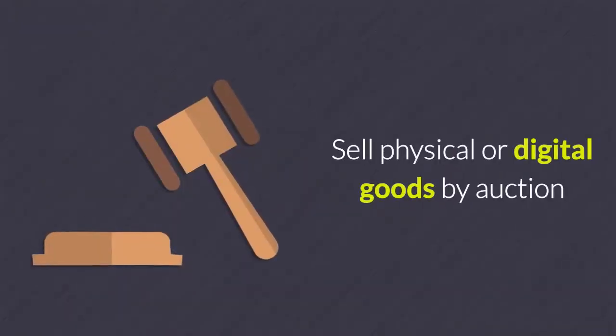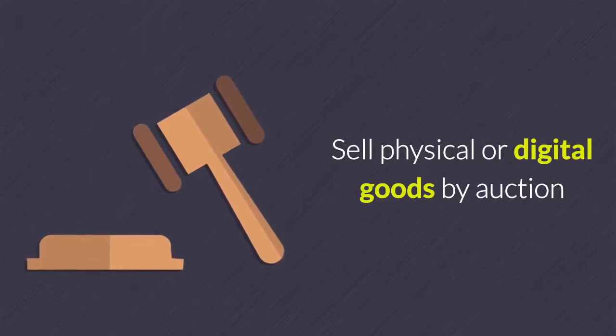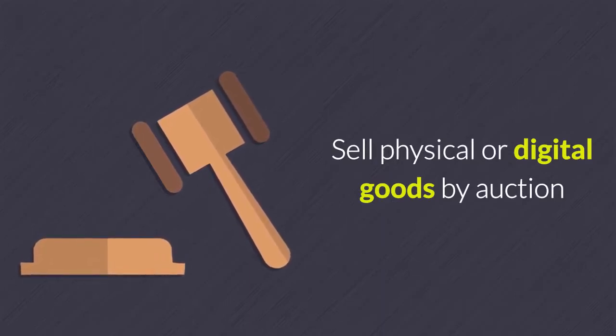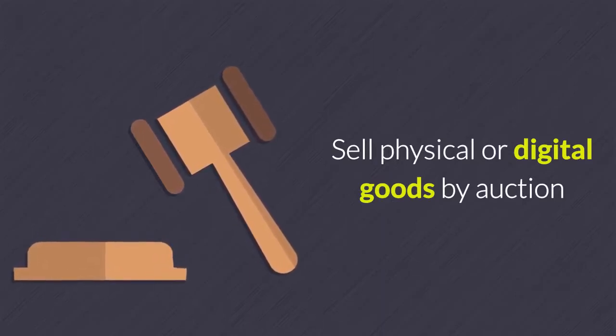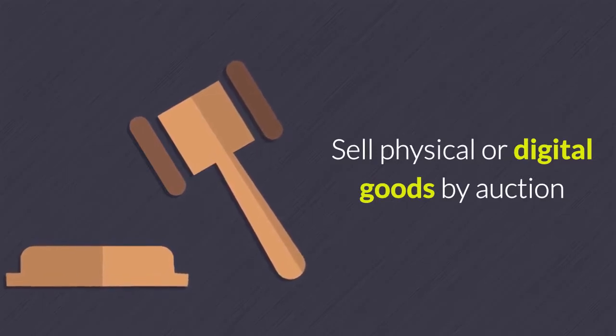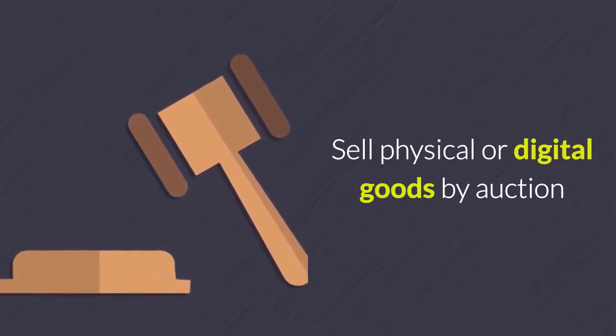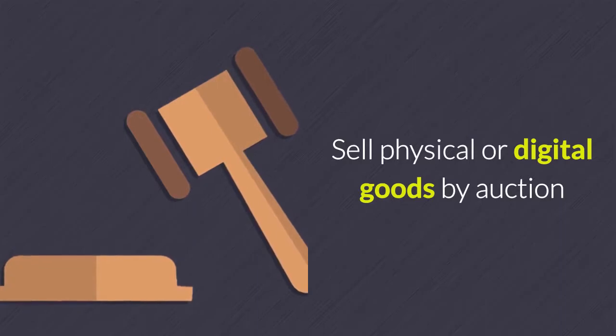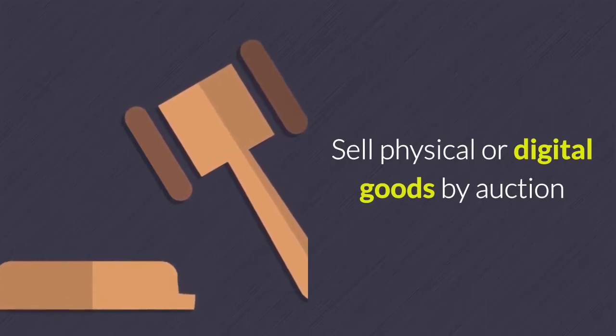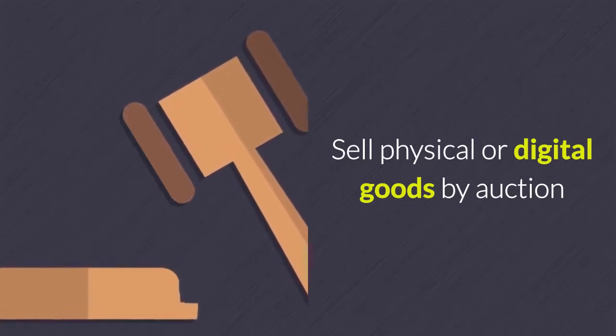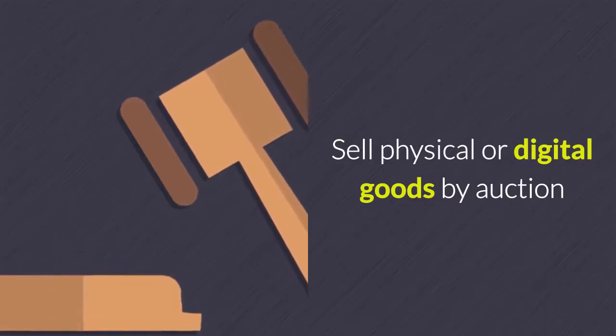And if you've got a garage full of junk, or maybe you want to set up an online shop on eBay or similar platforms, then, hey, look, let's sell those physical or digital goods by auction. And those platforms will look after you and the management and everything else for a small fee on each item.